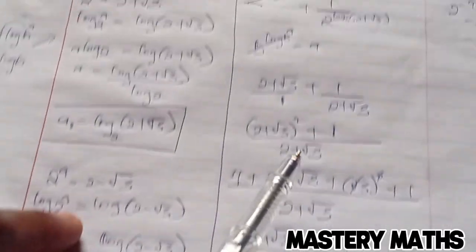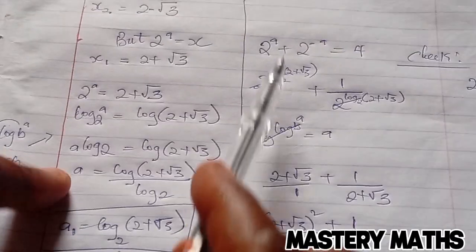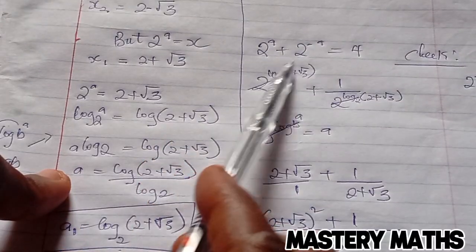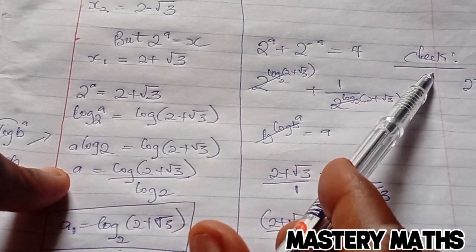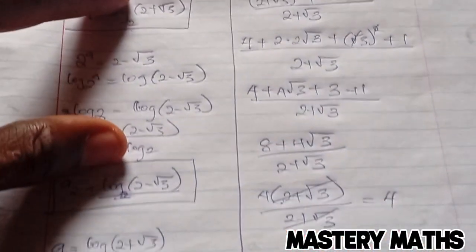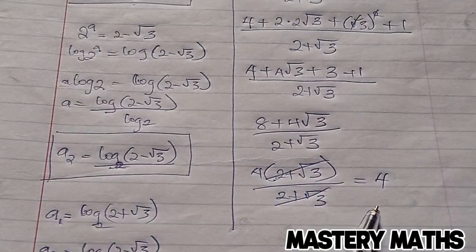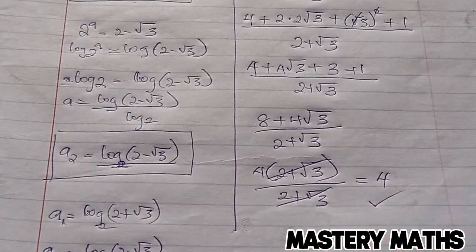Remember the question? We had 2 raised to the power of A plus 2 raised to the power of minus A equal to 4. So we checked, and the 4 we got is equal to the same 4 we had in the question. So our work is correct.